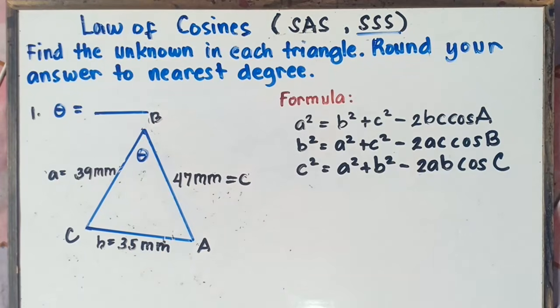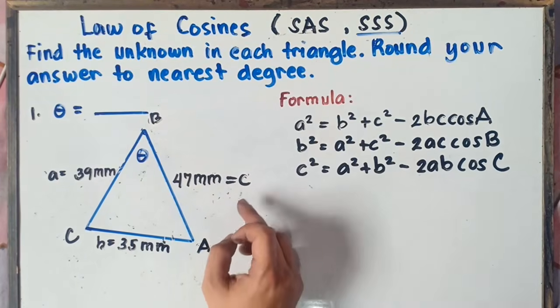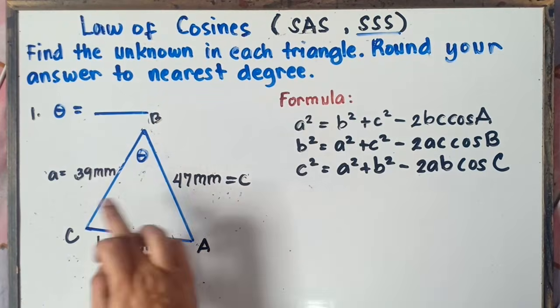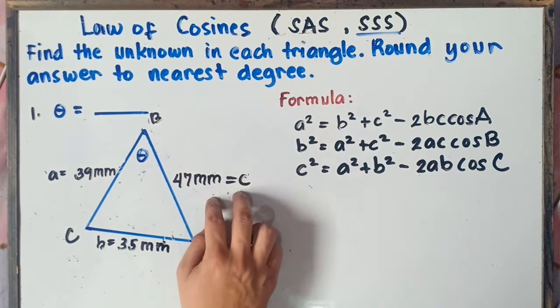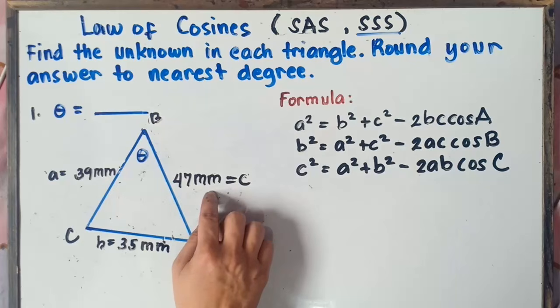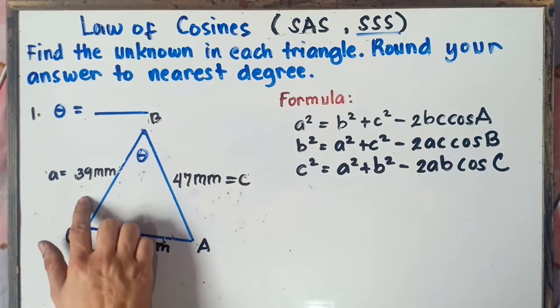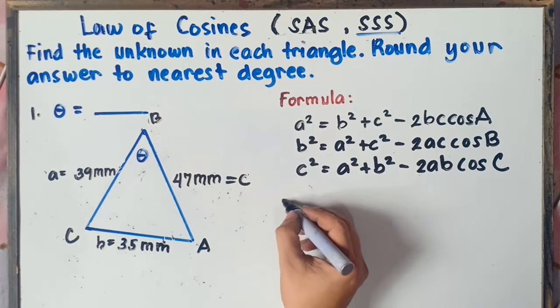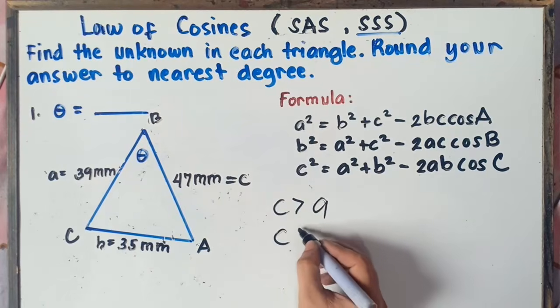Now, I have a question, class. Is it necessary that C should be greater than A? Check this one out. Side C, 47 millimeters, is greater than 39 millimeters, right? C is greater than A. C is greater than B.